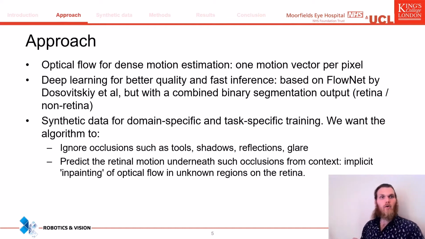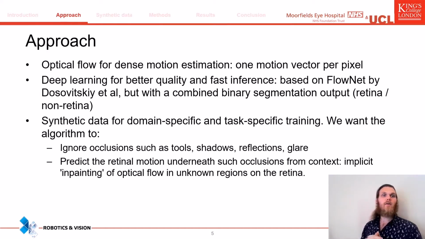So what are our general approaches? One, we use optical flow for dense motion estimation, meaning we want one motion vector per pixel. Two, we use a deep learning approach for better quality and fast inference. This is based on FlowNet by Dosovitskiy et al., but with binary segmentation added in. Essentially, for each pixel, we have an output telling us whether it's part of the retina or not. And three, synthetic data for domain-specific and task-specific training.